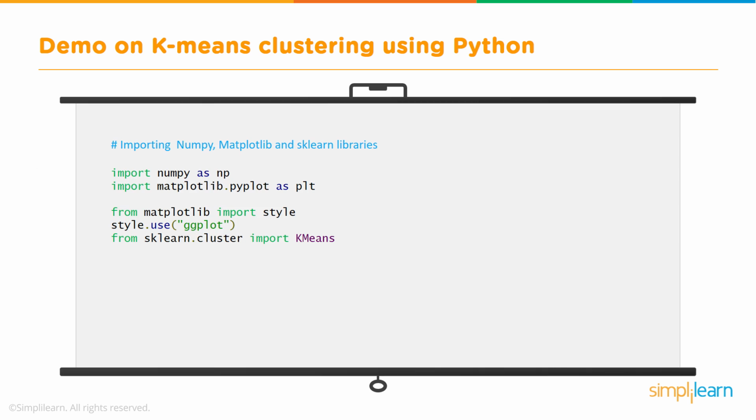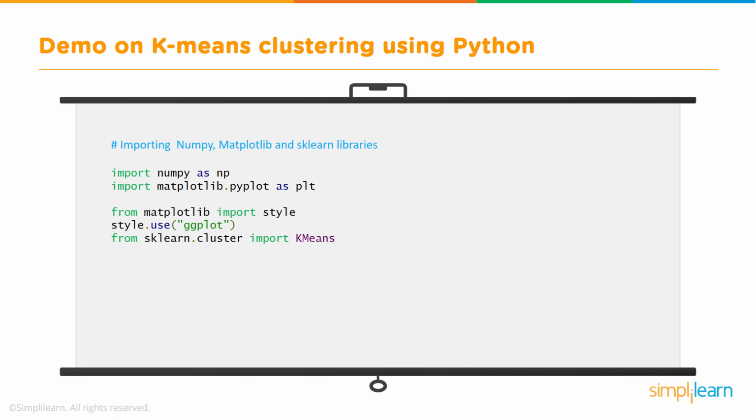So here we are with our demo on k-means clustering using Python. And just like before, we want to start by importing numpy as np. Very standard for using our numpy arrays. And we want to import our matplotlib library, pyplot, as plt. Again, very standard because that's how we're going to plot the data so we can see what it looks like.